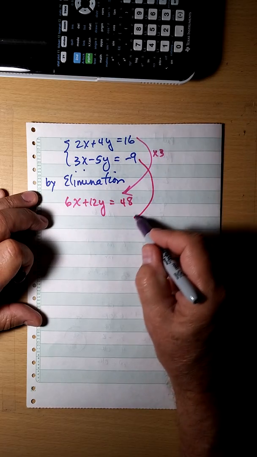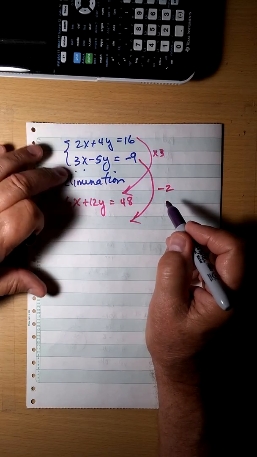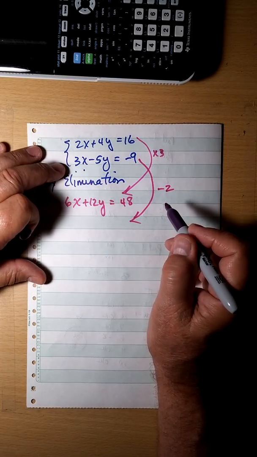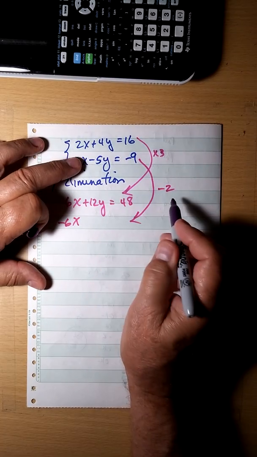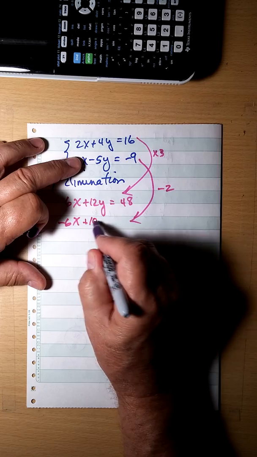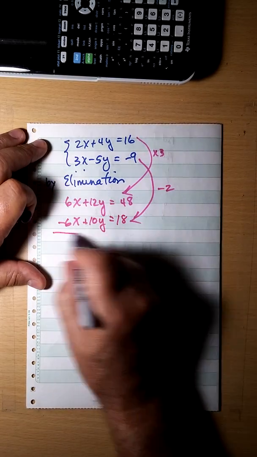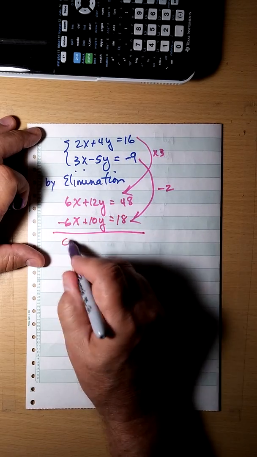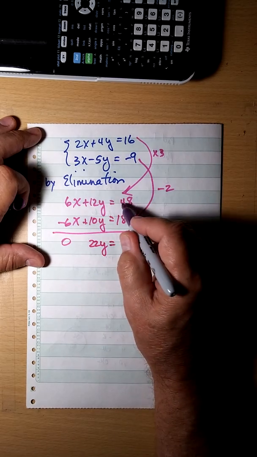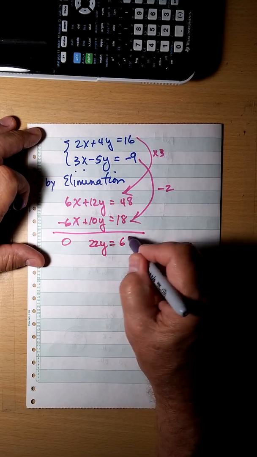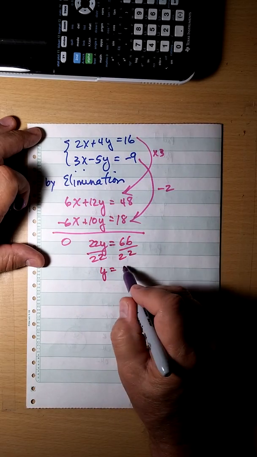Then we're going to take this and multiply by a negative, because I want a negative 2. So we just sort of switch. This times 3, this times negative 2. So we get a negative 6x. And the negative 2 times a negative 5 is a positive 10y. Negative 2 times a negative 9 is positive 18. Add these together, get 0. Better get 0. This is 22y, and this is 66. Divide both sides by 22, and y is equal to 3.